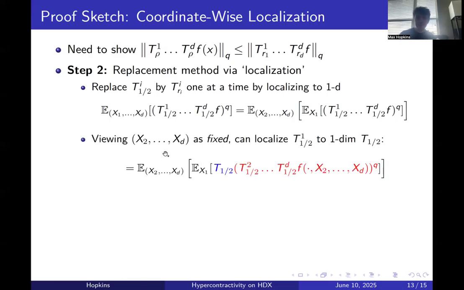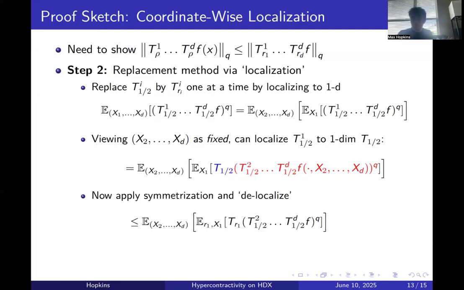The point is now that if we view x_2 through x_d as fixed, we can really view this inner expectation as a function of one variable. In particular, we can localize the operator. This noise operator in the first coordinate just becomes the one-dimensional standard noise operator applied to this one-dimensional function where I've fixed the values of x_2 through x_d. Right? So this inner function becomes a one-dimensional function of x_1, and we're just applying the standard one-dimensional noise operator.